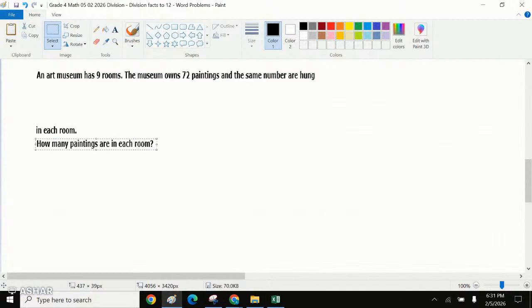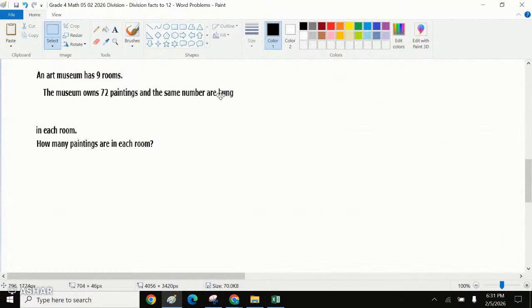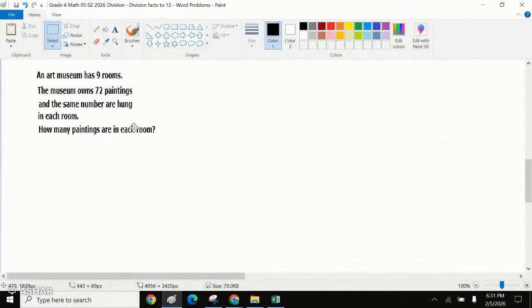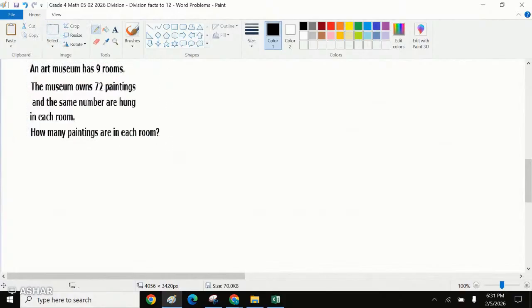The museum owns 72 paintings, and the same number are hung in each room. How many paintings are there in each room? This would be our question number 14. If the museum has 9 rooms, the total number of paintings was 72. 72 paintings were placed in 9 rooms.